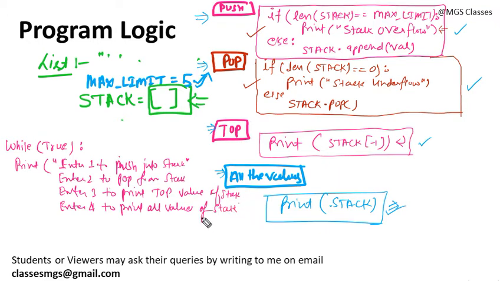Okay, and enter 5, let's suppose, to quit. So this is the Python code we are trying to run. Now, the user enters the choice, so we are going to take an integer input: enter your choice.